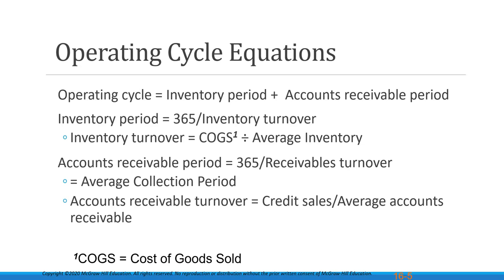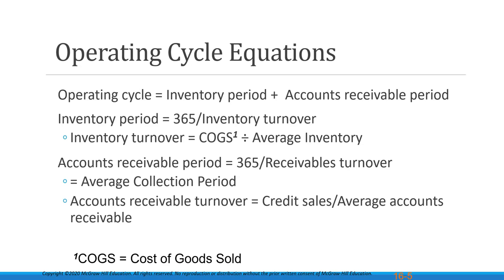The inventory period is 365 divided by the inventory turnover, and the accounts receivable period is 365 divided by the receivables turnover. You should recognize all of the equations and terms on this slide from Chapter 3 from our financial statement analysis. We look at cost of goods sold divided by average inventory for the inventory turnover, and credit sales divided by average accounts receivable for our accounts receivable turnover.